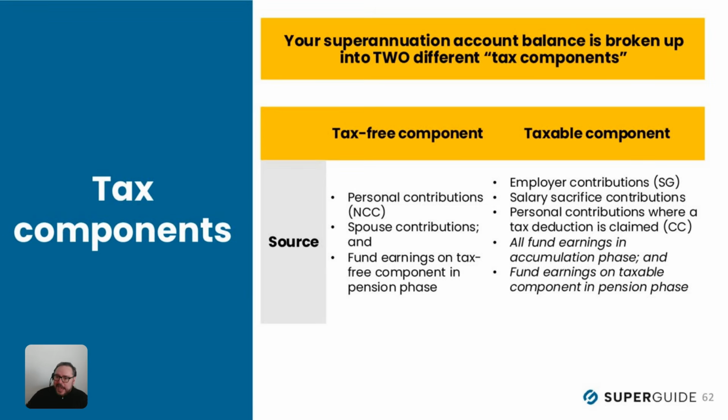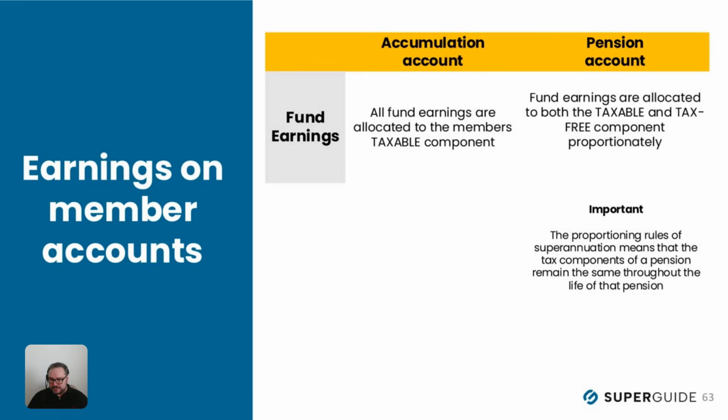Then we've got our taxable component, which is your employer super guarantee, your salary sacrifice contributions, etc., and all earnings in accumulation phase go that way. So tax-free and taxable are the two main tax components of each member's balances.